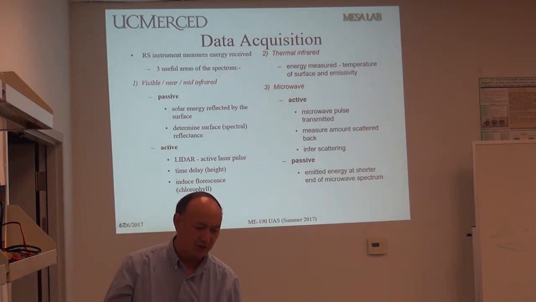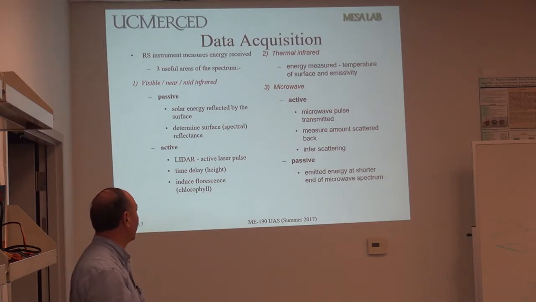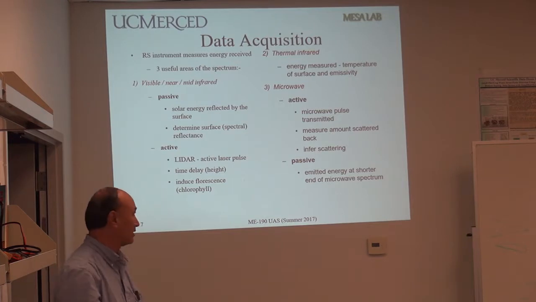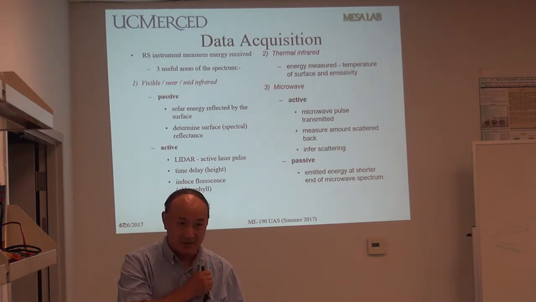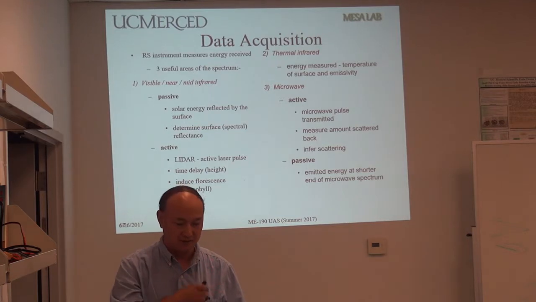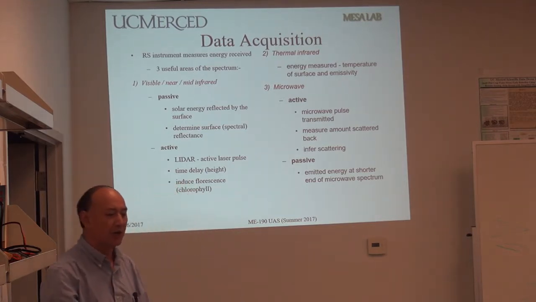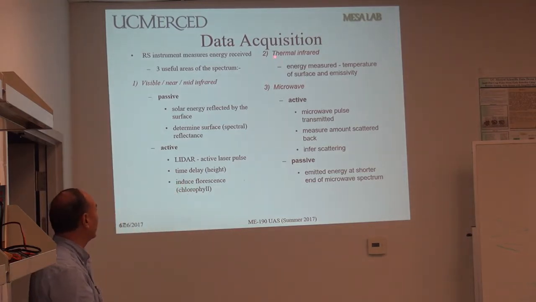The second is thermal infrared, energy measured in terms of temperature of the surface and emissivity, okay, emissivity. Microwave, you have active or passive as well. And we usually do not do microwave remote sensing, it's too expensive, okay? So usually it's in military applications, okay? So we are going to focus on thermal infrared, visible and mid near infrared, okay?